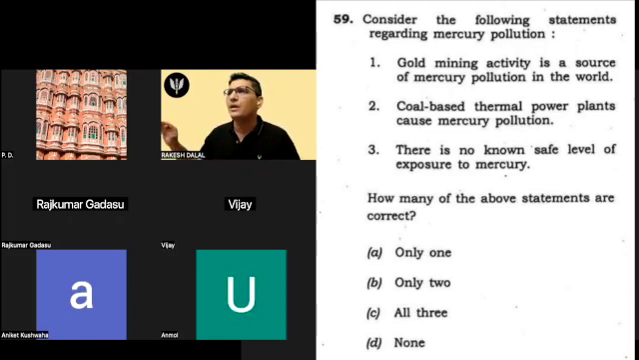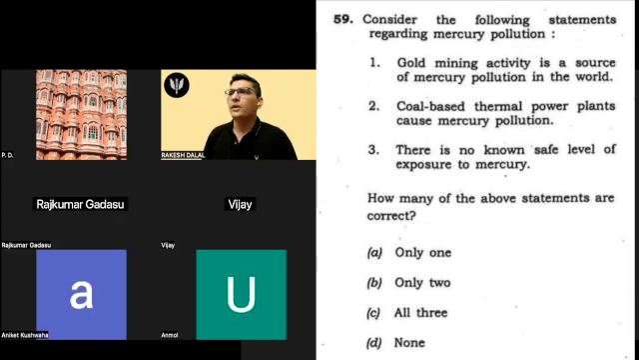Like Chadar trek is in Ladakh. It's a plain statement. There is no known safe level of mercury, right? Plain statement. Do you agree? The only word is no. There is no known safe level. Do you agree? It's a plain statement. Give me a thumbs up.